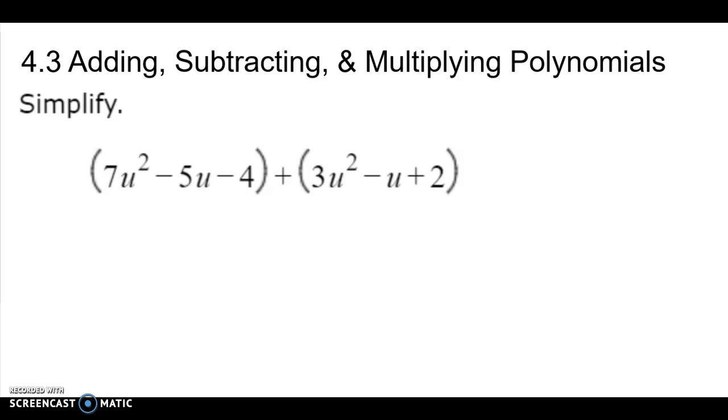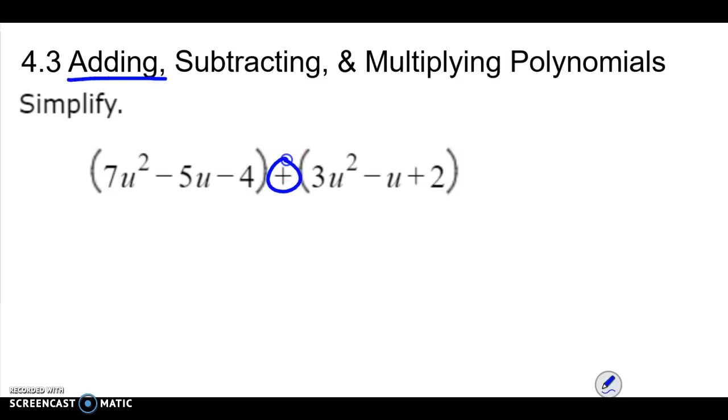Today, actually, is a little bit light compared to what we've been doing. We're going to get back into combining like terms situations here. We're going to see a couple different types with adding, subtracting, and multiplying. And this is all stuff you've done before, just bigger and bigger problems. The first one we're going to look at is when we're adding.